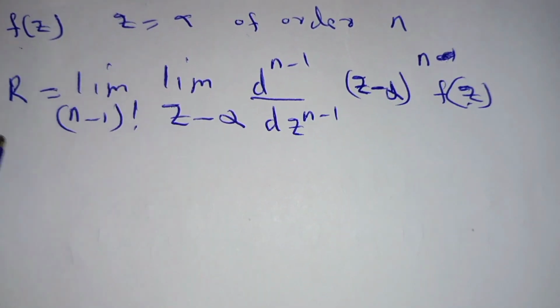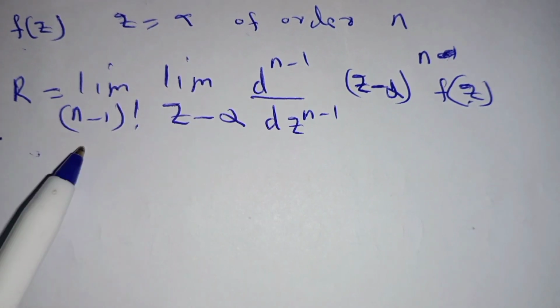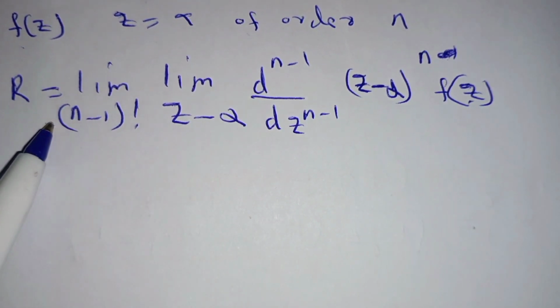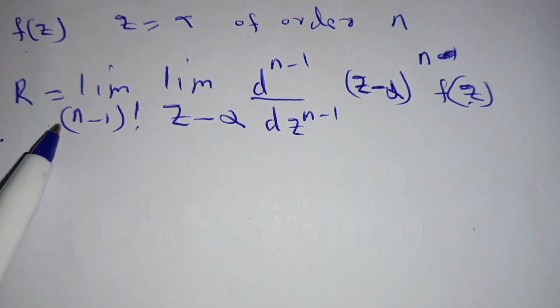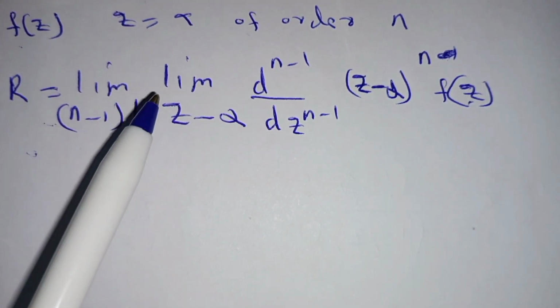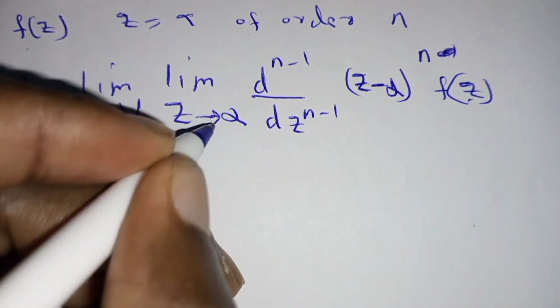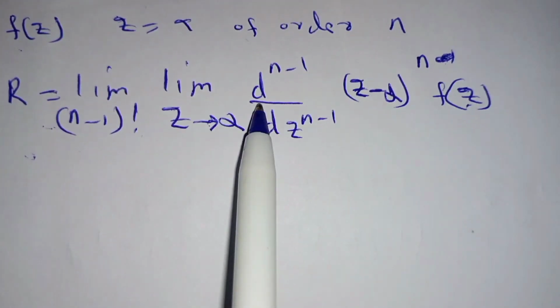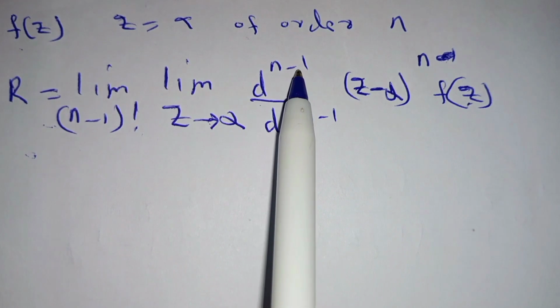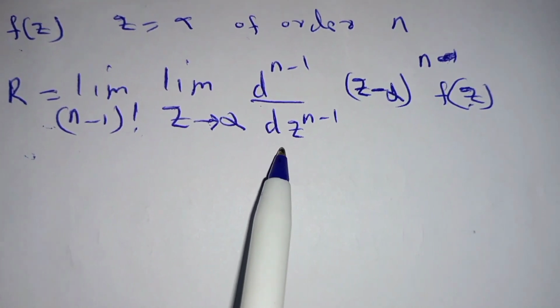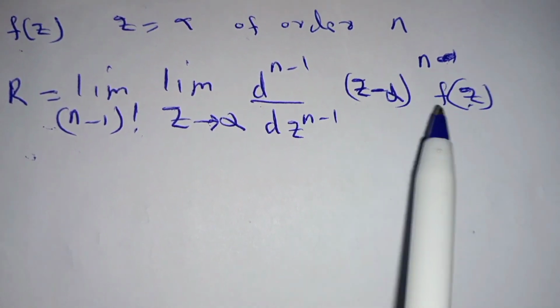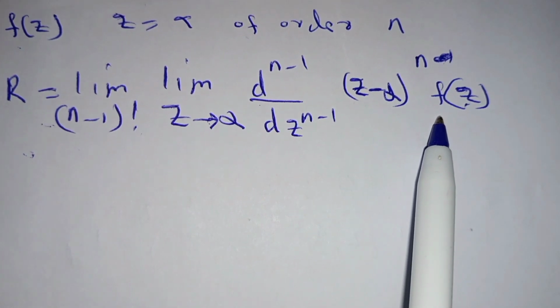Then to get the residue, R standing for the residue, it will be given by 1 over n minus 1 factorial, limit as z tends to alpha of the n minus 1 derivative with respect to z of z minus alpha to the power n times f of z. That is how we obtain the residue.